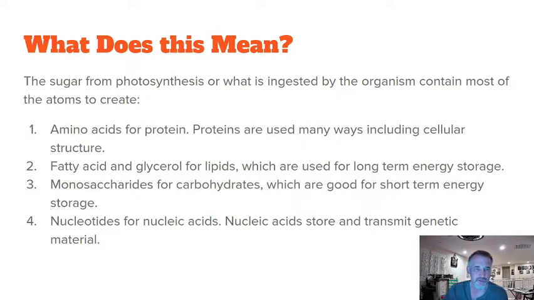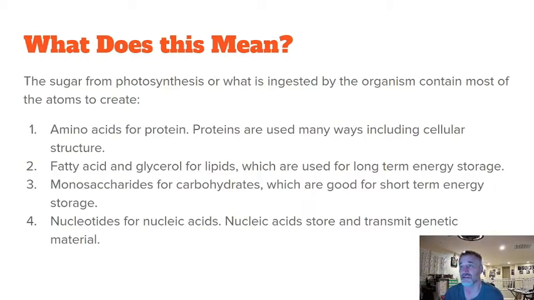So the sugar from photosynthesis, or what is ingested by the organism, contains most of the atoms to create these things. So it has amino acids for proteins, and proteins are used in various ways inside cell structure. So if you think about whether you have straight hair or curly hair, this is going to be determined by collagen fibers, which is a protein found in hair, the muscle fibers, the actin and myosin filaments that make up muscle tissue for cardiac muscle, skeletal muscle. Proteins, I kind of jokingly say, are the workhorse. They determine all your characteristics.